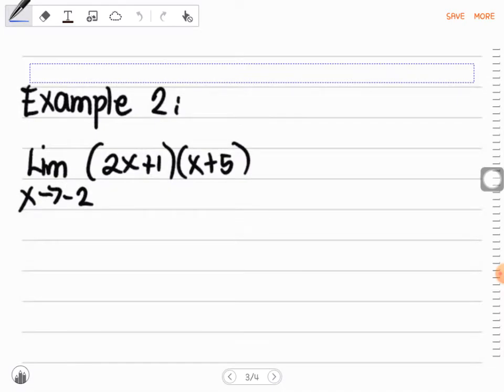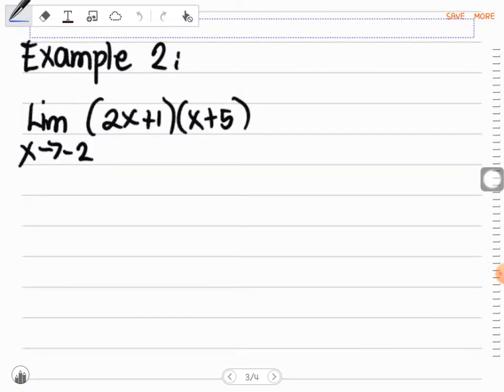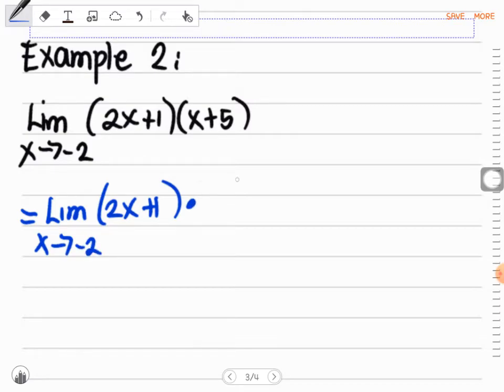We have the limit of the quantity 2x plus 1 times x plus 5 as x approaching negative 2. This is a little long to solve, but very easy. So we will just distribute the limit first. Okay, ganito. So we will just distribute first. Siguro, unti-untiin natin siya para mas magets. Okay? First, distribute natin siya by parenthesis. So we have the limit of 2x plus 1 as x approaching negative 2, and then times the limit of x plus 5 as x approaching negative 2.